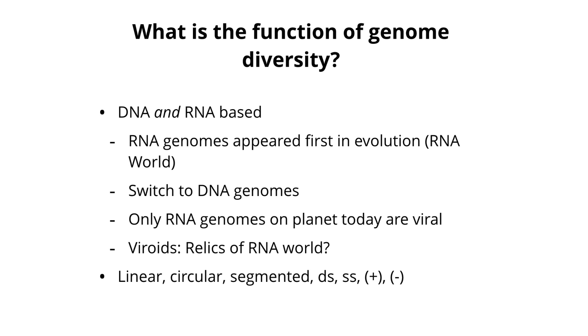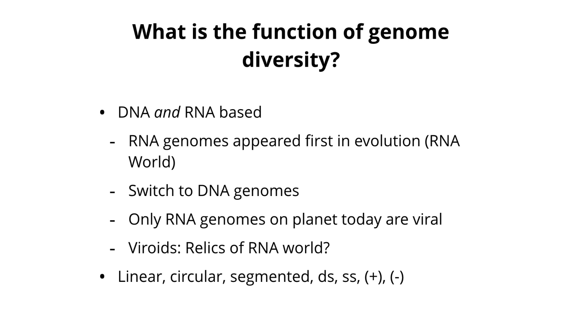So we had a switch to DNA genomes at some point, and today the viruses are the remnants of the RNA world. Linear, circular, segmented, double and single-stranded, plus and minus. These are actually different ways to solve a variety of problems in replication. So for example, when you replicate DNA, the real problem is how to copy the ends. And we'll talk about that specifically when we talk about DNA replication. A circular format gets rid of that issue. You don't have to worry about copying the ends because there aren't any.